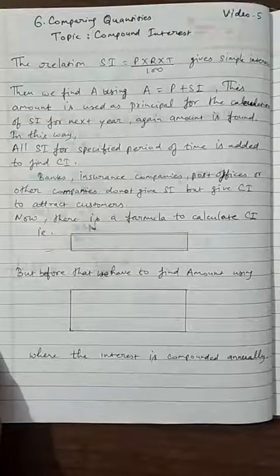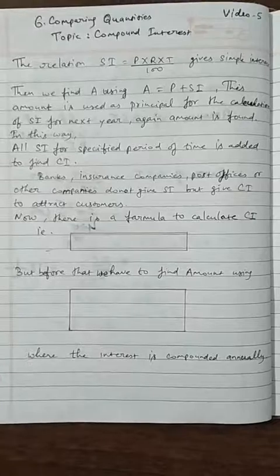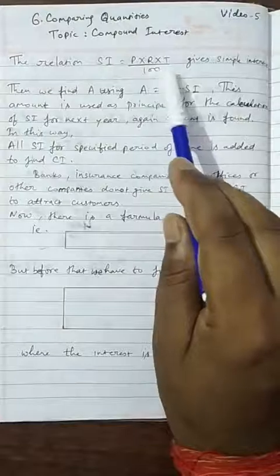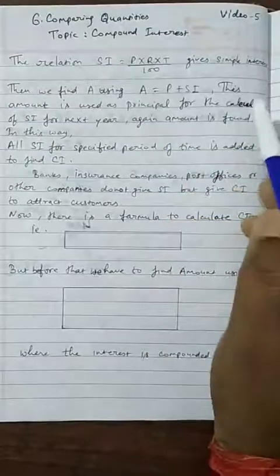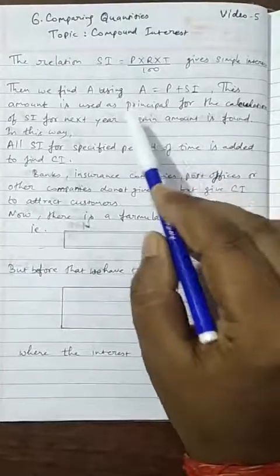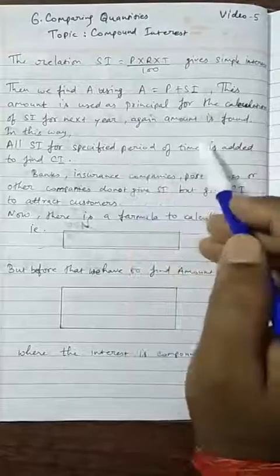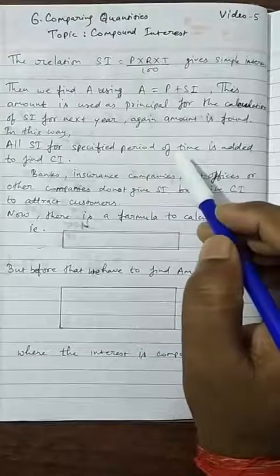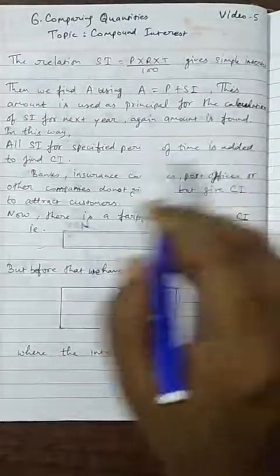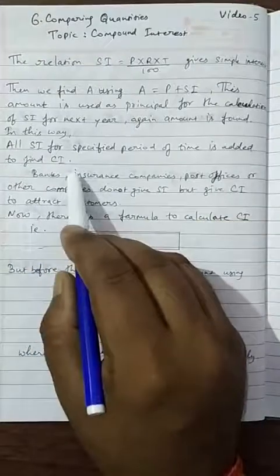Students, in this video lecture, we are going to cover the topic compound interest. The relation simple interest is equal to P into R into T upon 100 gives the simple interest. Thus, when we find amount using principal plus simple interest, this amount is used as principal for the calculation of simple interest for the next year. Again, amount is found in this way. All simple interest for a specified period of time is added to find the compound interest.